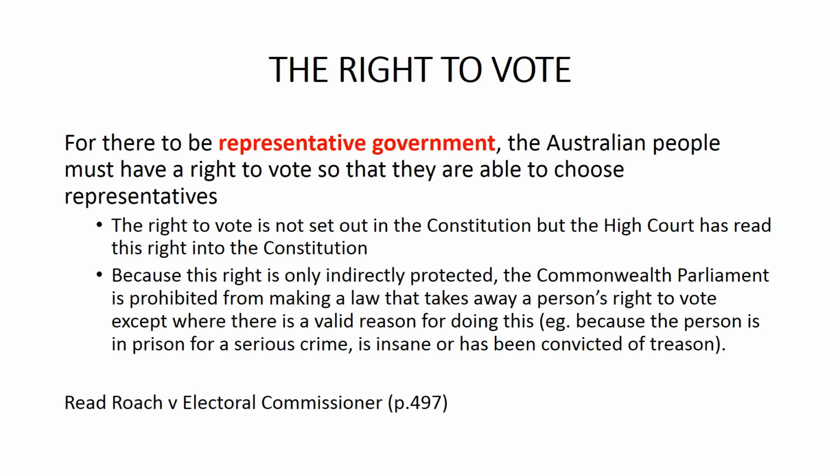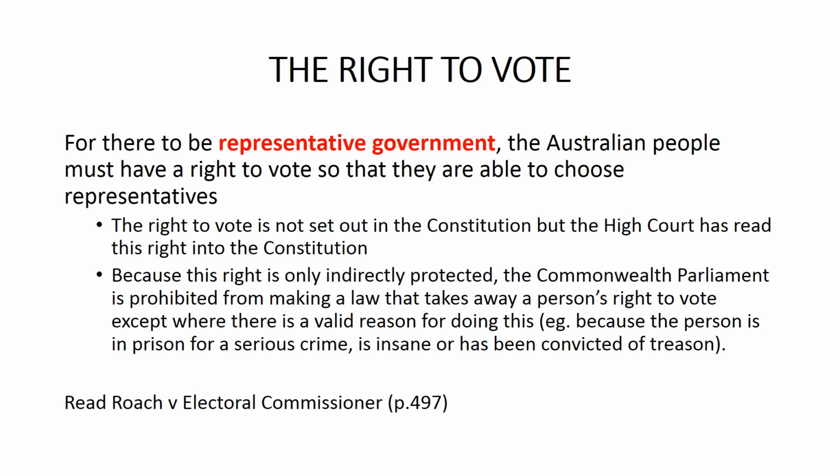So that meant that Commonwealth legislation that took away a person's right to vote where that person was serving a sentence of imprisonment for more than 3 years was valid. It wasn't inconsistent with people having a right to vote. Similarly, legislation which takes away the right of insane people to vote or the right of people who've been convicted of treason to vote would also be valid.